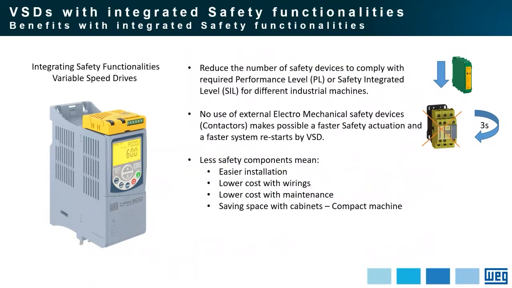There are other nice benefits when we are also removing the electromechanical safety devices like the contactors, because removing the contactors makes it possible to control the machine in a fast way, including the safety actuation, and it's also faster to have a system restart by the variable speed drive. For example, the variable speed drive needs about 2 or 3 seconds to restart due to the internal pre-charge circuit. And so this time reduction will also help to increase industrial productivity.